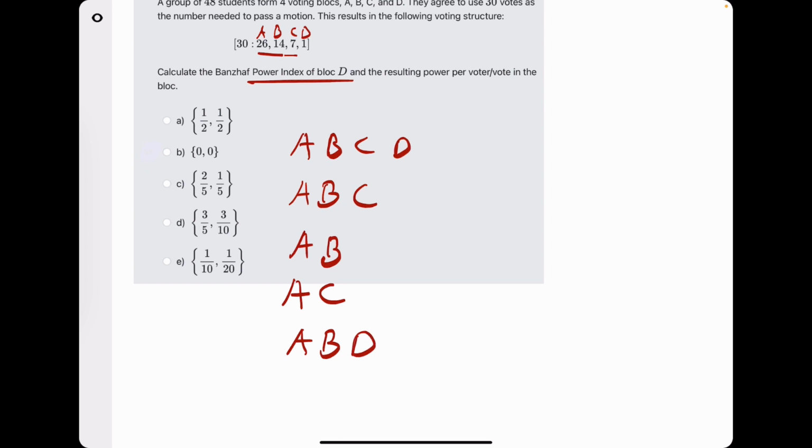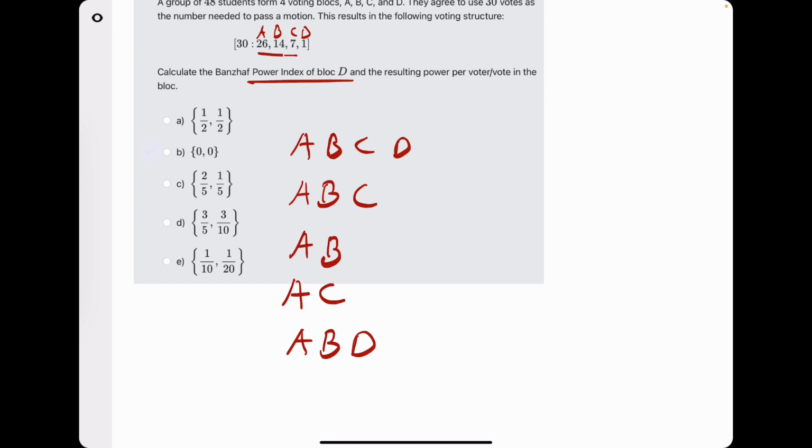ABC, ABD. If we do B, C, and D, that's only 22. So what that means is A is critical in every single one of them. Like we need A in every winning coalition. So do we have every winning coalition?